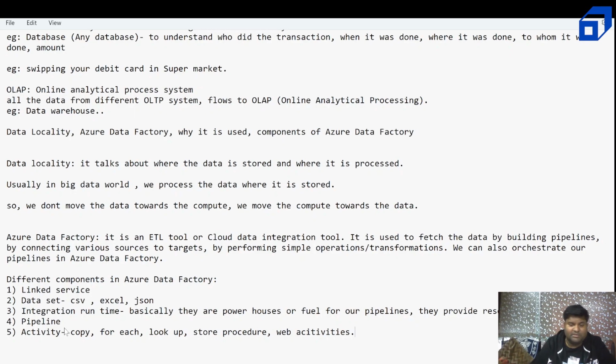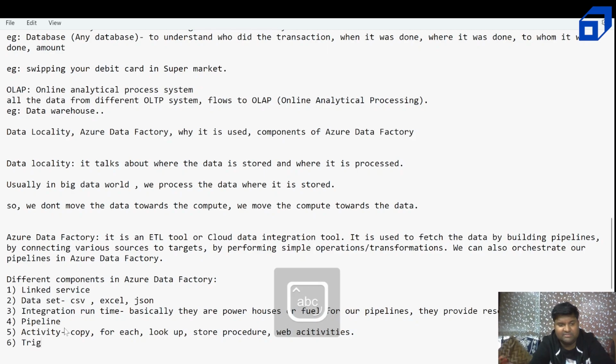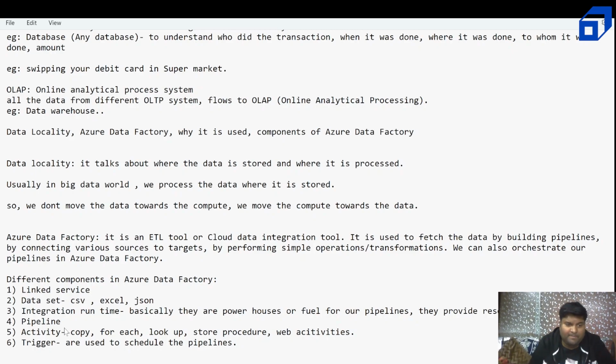These are different activities which we'll be using going forward to design the pipeline, to orchestrate it, and to use it. The other component is basically a trigger. It's not a component as such, but I can still write about it. Triggers are used to schedule the pipelines. Again, there are different types of triggers, which we'll discuss in the next classes, I think in module 4. Once a trigger is scheduled, my pipeline will start running at those particular scheduled times.